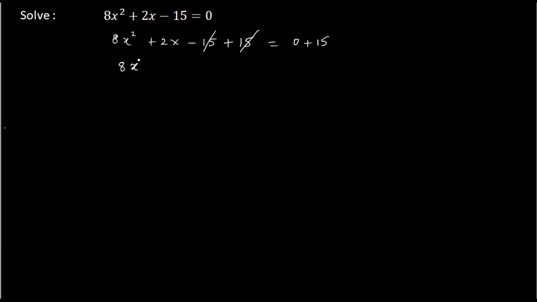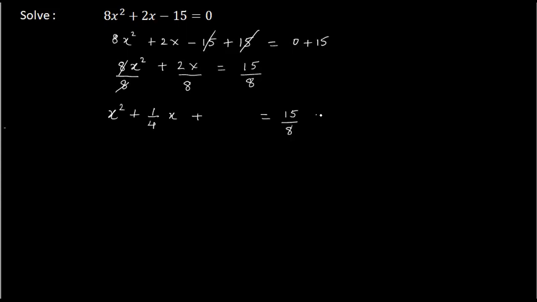Now we will make sure that the coefficient of x square is 1. For that, let us divide everything by 8. So 8x square over 8, 2x over 8 and 15 over 8. So this 8 gets cancelled and the left hand side becomes x square plus 2 over 8, which can be written as 1 over 4 x. Our right hand side is simply 15 by 8.